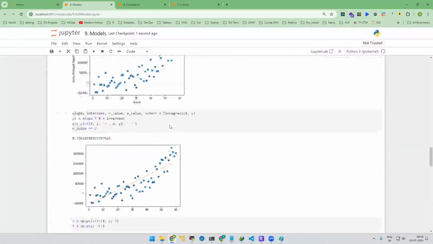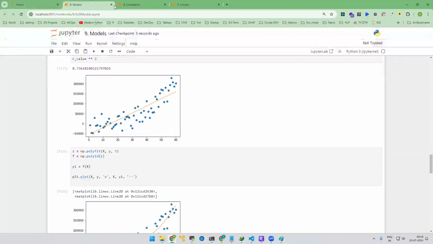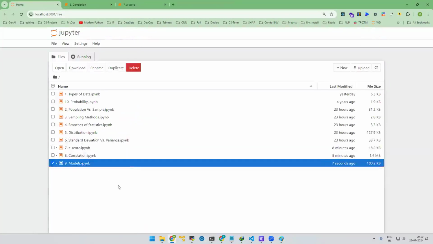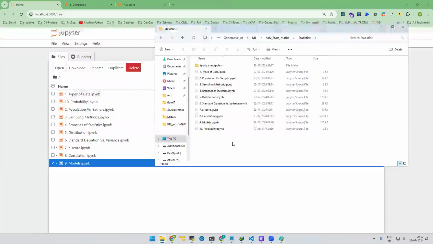So right now the model is nothing but a kind of pattern that will help us in understanding the data. All right, so that's it on basic statistics, but we have advanced statistics.